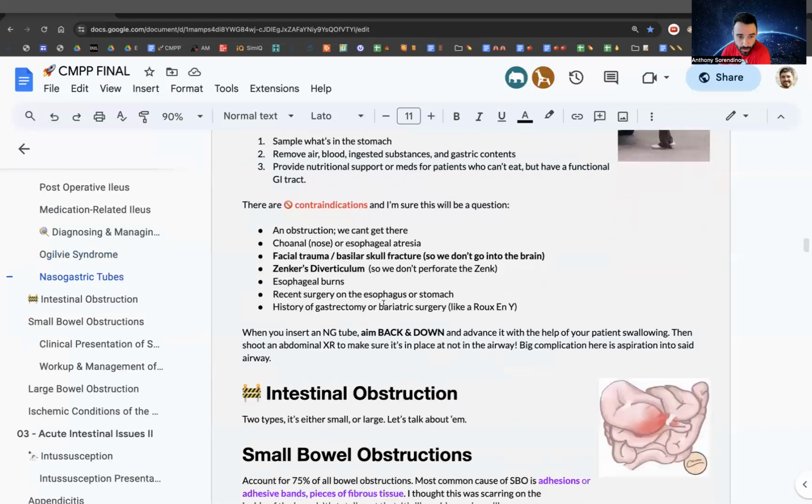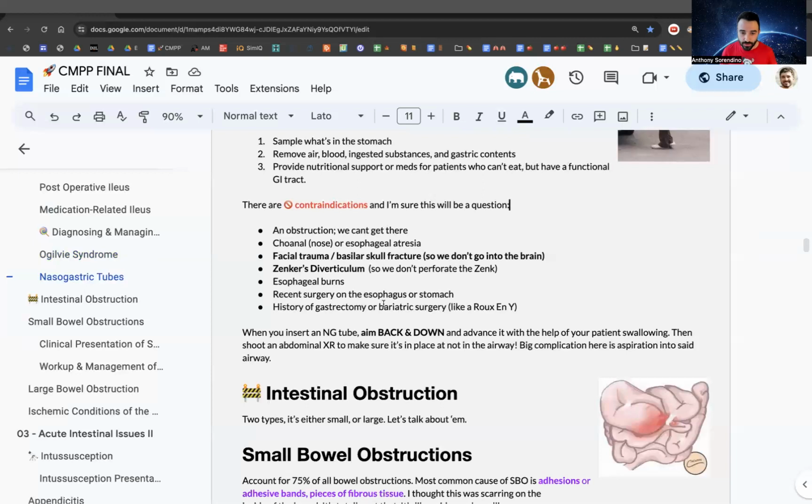This will 100% be a question. An obstruction, obvious, right? Choanal, which is nose, or esophageal atresia, facial trauma, and a basilar skull fracture. Huge one, because you don't want the NG tube to go into the head, into the brain. Zenker's diverticulum is a big one. Again, that's that posterior diverticulum above the upper esophageal sphincter in that triangle, which I totally remember, right? So you don't perforate the Zenker's. You don't want to do that.